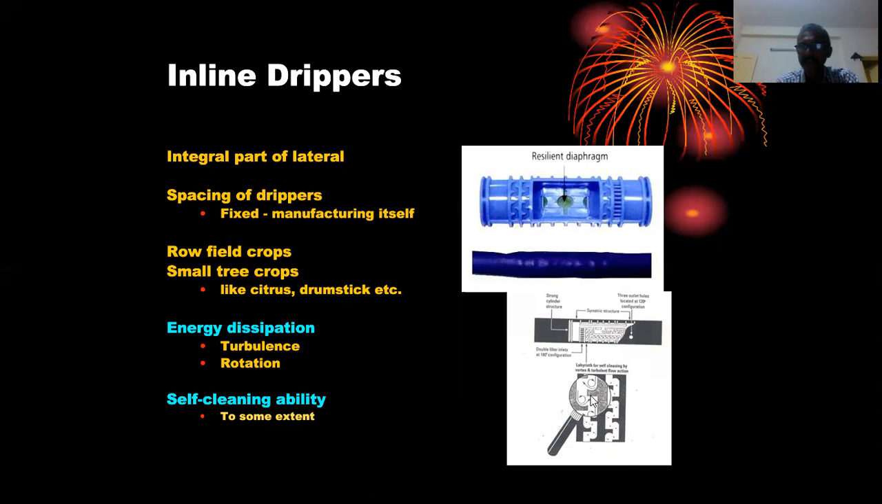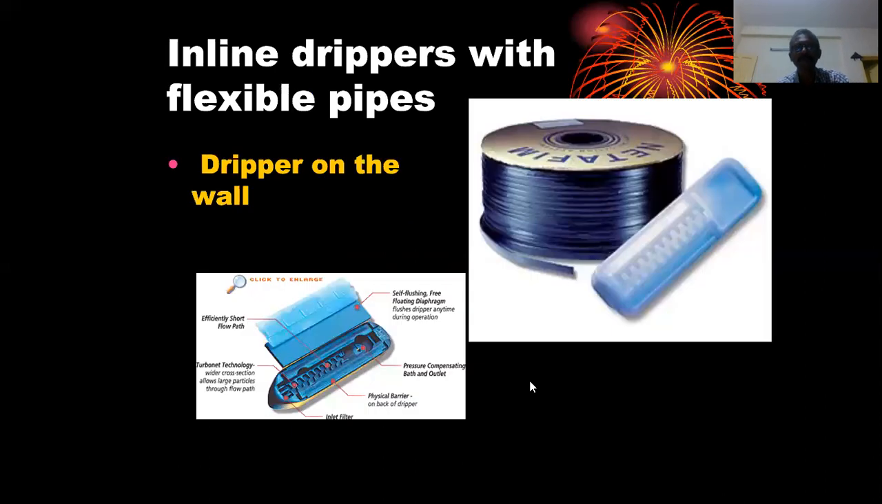You see, when water passes through these narrow passages, they are designed in such a way that turbulence and rotation of flow occurs in this narrow passage, and because of that pressure dissipation occurs, and because of this process itself, there is a kind of self-cleaning ability. So to some extent, the dirt automatically gets cleared with these kinds of drippers.